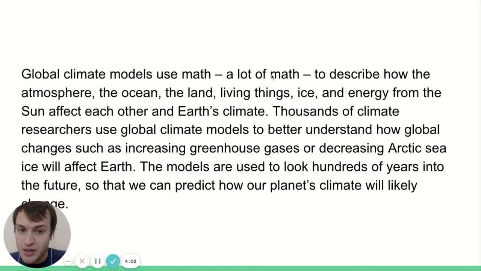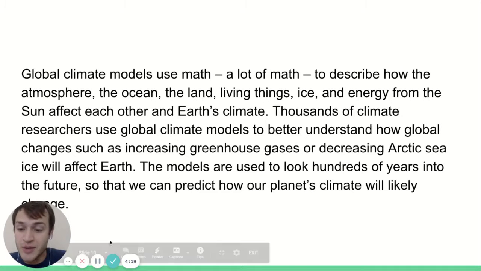So one important thing, models use data from a bunch of different processes on Earth. So things like the atmosphere, the ocean, the land, living things, ice, and energy from the sun. It's all very complicated. And they use all of that to make global climate models.